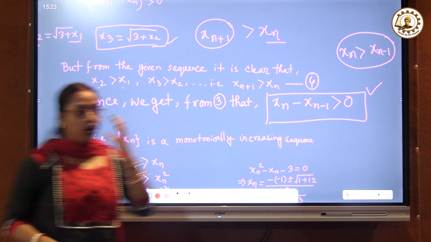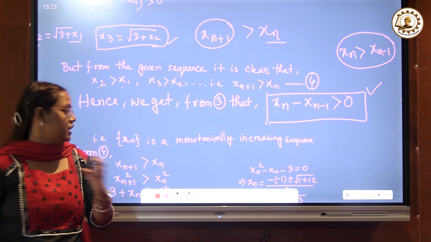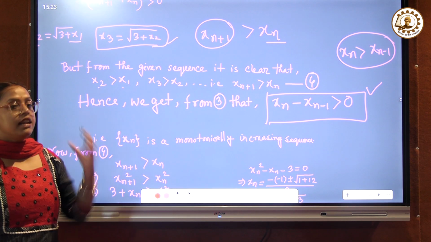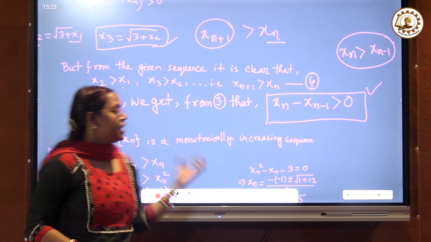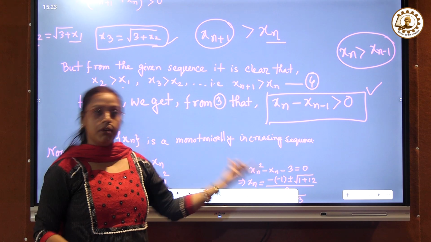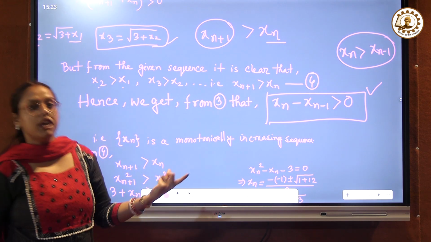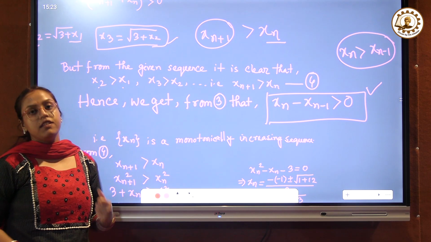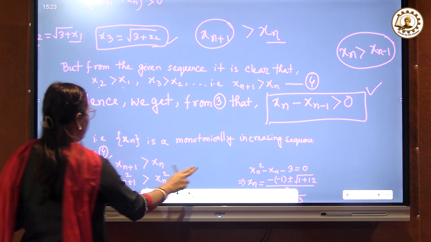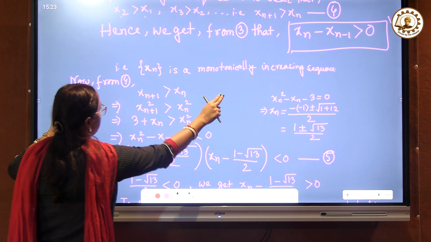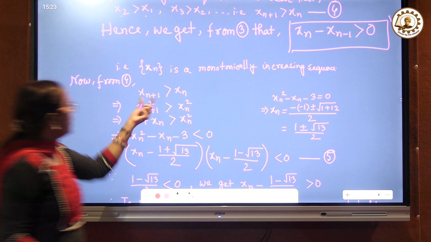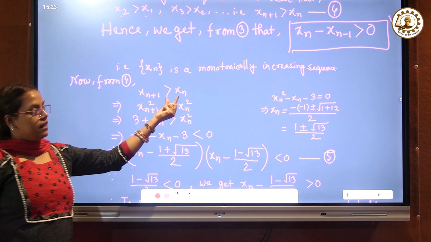Okay. So to check that the sequence is convergent, first we have proved that the sequence is monotonically increasing. Now students, we have to see whether the sequence is bounded above or not. If the bounded above condition is satisfied, then we can say that the sequence is convergent. So how can we prove that the sequence is bounded above? Now from the relation 4, we can write xn plus 1 greater than xn.